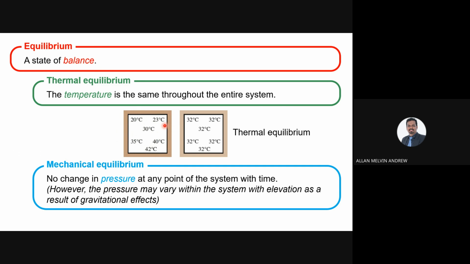But after some time, let's say maybe 5 minutes or 1 minute or 30 minutes, all the properties will interact with each other and it will become like this. Within the system, it will become the same temperature over all the points. The lowest is 20 degrees Celsius and the highest is 42, so it will come in between. It will agree on one value, which is 32 degrees Celsius. Once it reaches here, we can say that it has achieved thermal equilibrium.